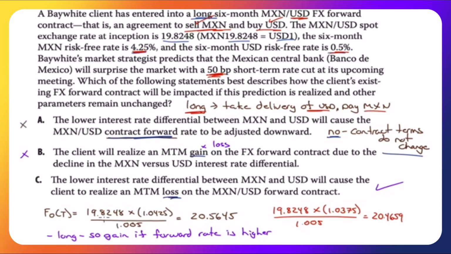Let's find out. If we take the spot rate at 4.25% and discount it at 0.5%, we get a forward rate of 20.5654. Let's lower the rate by 50 basis points. We get 20.4659. We are long. We want that forward price to be higher. This forward price is lower, which means we do not have a gain. We have a loss. We can get rid of B. C is saying we have a loss. That is exactly what we have.